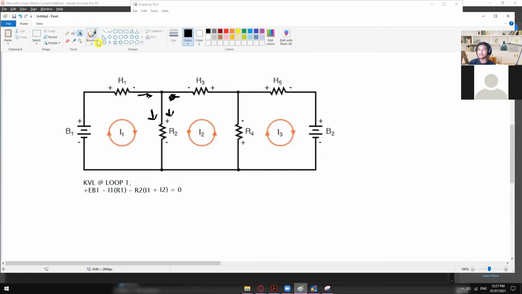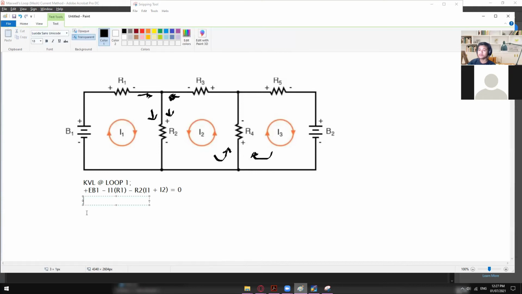Let me just label this one again. We have this flow of current right here, and then we have this flow of current right here, so they will meet at this point right here. Moving on to I sub 2, KVL at loop 2. Let's start right here first. I will still consider the outer sign. Just be consistent with whatever you're doing from the first. Just do that until the end, so that you will have the correct equation and then the correct answer.